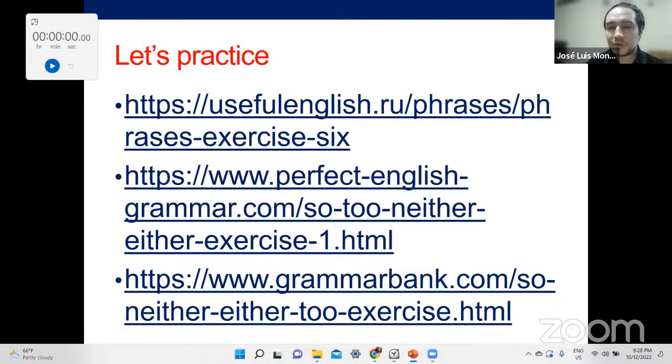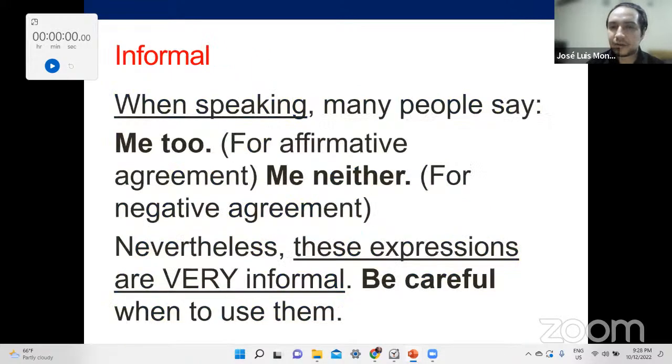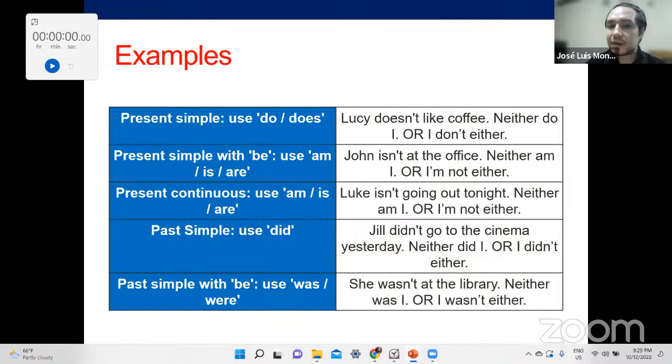Here, I'm, as always, giving you 3 links, or sometimes I give you more, to practice this. All right? But all in all, if you want to practice, take a look at these charts, please. Remember that it's always going to be neither do I, I don't either. Neither am I, I am not either, right? Neither did I, or I didn't either. It's always going to be like that.